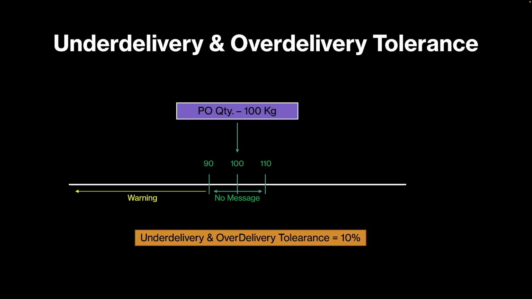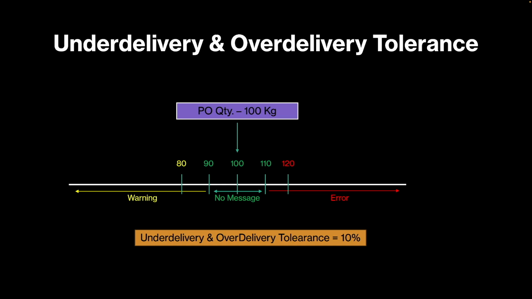Now, this warning message is configurable and you can change this to an error message. If the vendor goes beyond this 110 kgs, then system by default will give an error message. So you can see on the screen, if you enter any quantity which is below 90, you will get a warning message. If you enter any quantity beyond 110 kgs, you will get an error message. And this is the whole concept of over delivery and under delivery tolerance. So you can see on the screen, if you enter 80 kgs during GR processing, you will get a warning message. And if you enter 120 kgs during GR processing, you will get an error message.